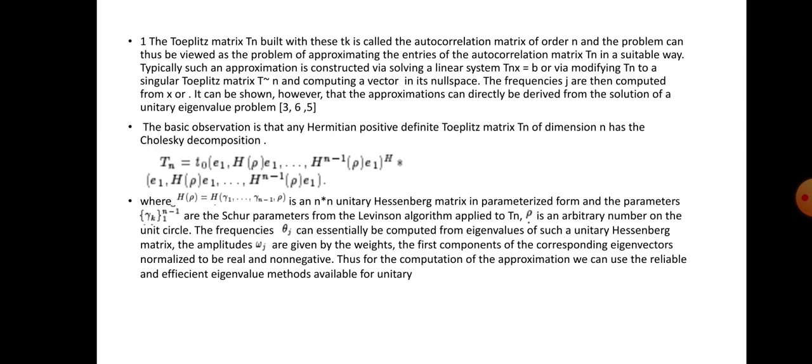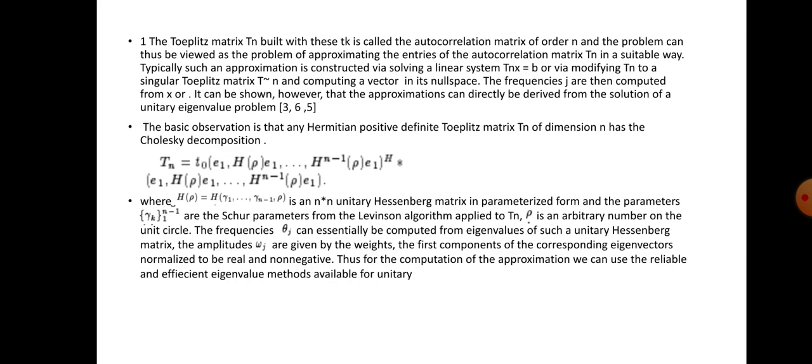So now let's look into the next slide. The Toeplitz matrix T_n built with these t_k is called the autocorrelation matrix of order n, and the problem can thus be viewed as the problem of approximating the entries of the autocorrelation matrix T_n in a suitable way. Typically, such an approximation is constructed via solving a linear system T_n x equals b, or via modifying T_n to a singular Toeplitz matrix, that is T tilde n, and computing a vector in its null space.